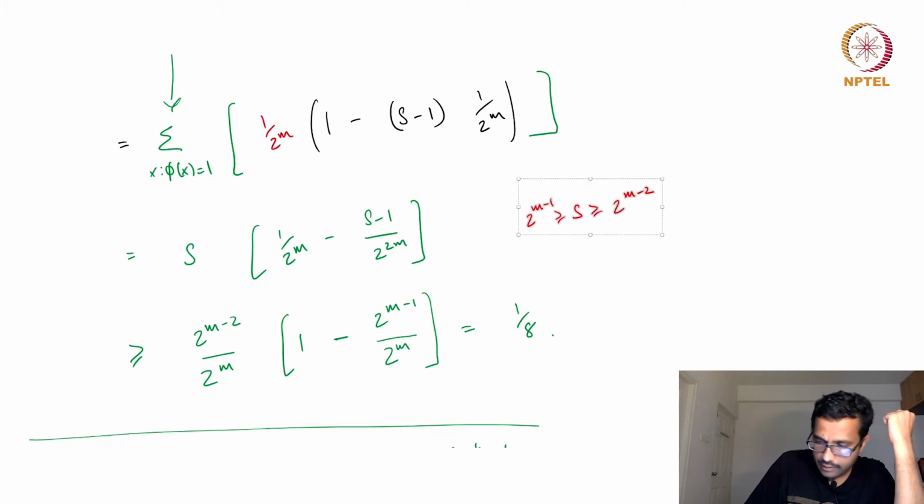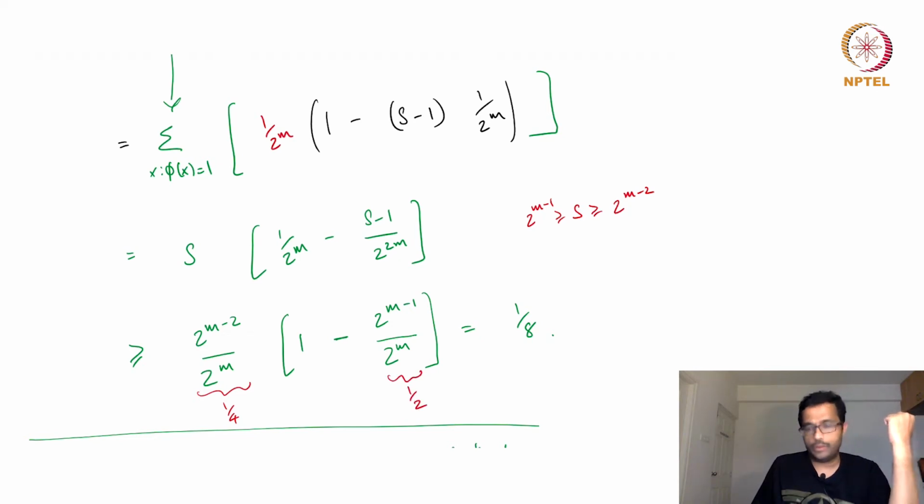Let me use a different color, red maybe. And this s minus 1 needs to be upper bounded because it's a negative sign. So we take the upper bound because of the sign, and we can take this 2 power m outside. So this 2 power m comes outside, and what we get is 1 by 4 here, and this becomes 1 by 2. So 1 by 4 multiplied by 1 minus 1 by 2, which is 1 by 2 again. So this probability turns out to be 1 by 8.